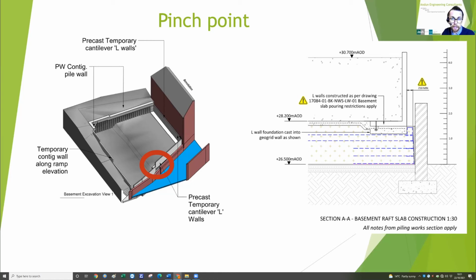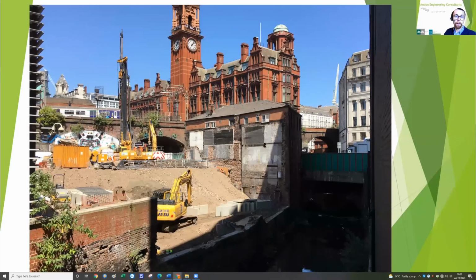And then here you can see the proposed raft slab against the L wall, which is effectively being used as a permanent shutter. And then here are some photos of the area. So we've got the L walls ready for installation along the river wall.